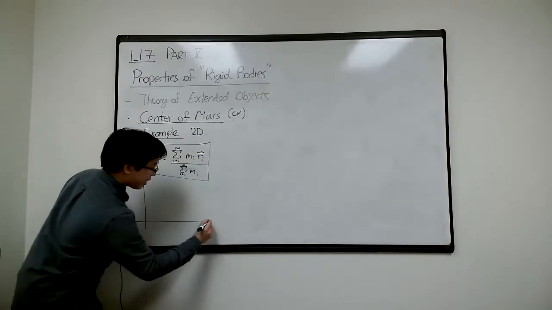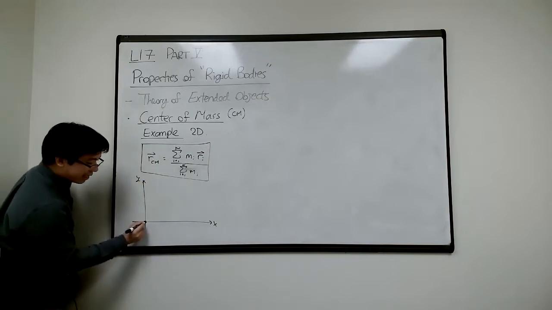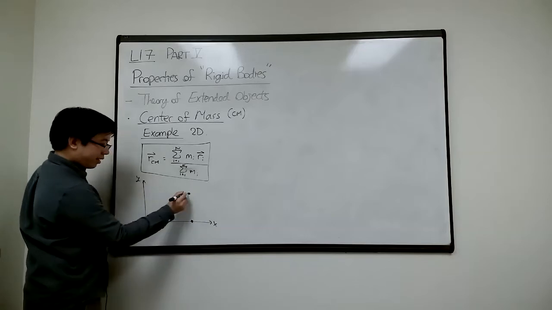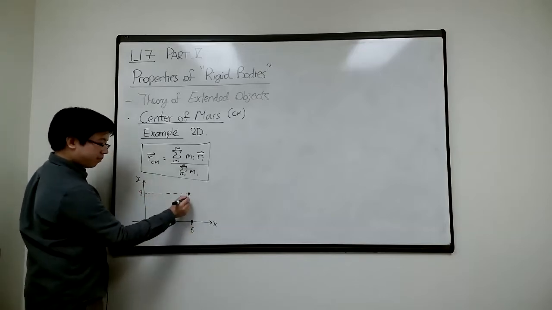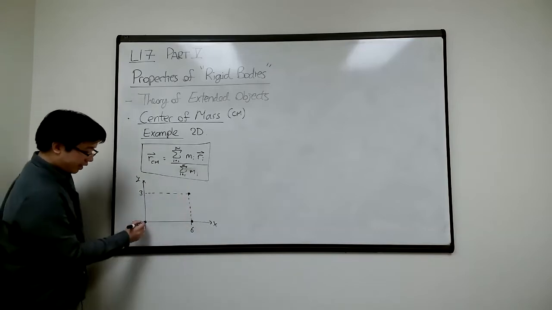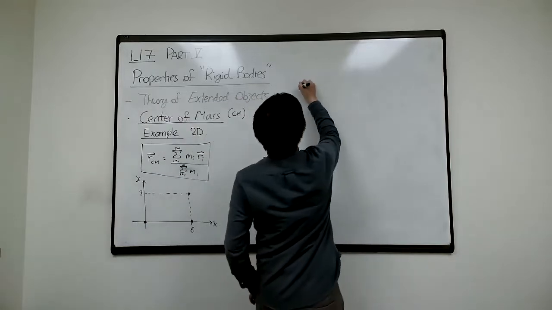So this time we'll need an axis like this. Let's say we have 3 masses here, here, and here. Okay, so let's say this is at y equals 3 and x equals 6. All right, so each of them is at a position. So let's figure out what the center of mass is.